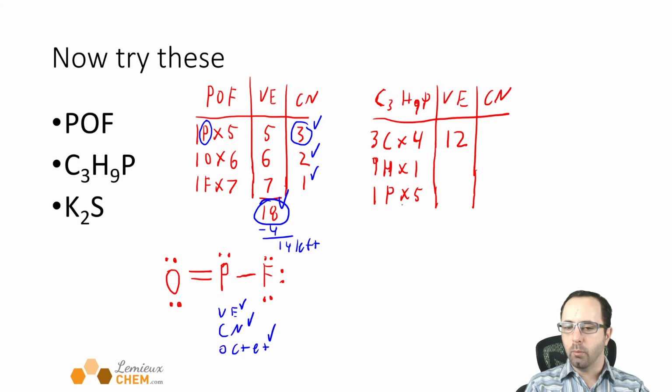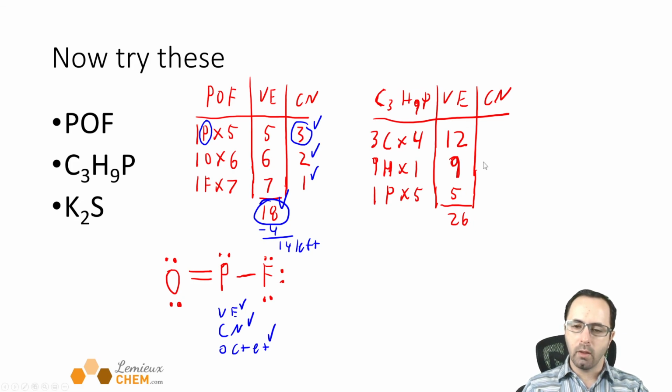For hydrogen, we have 9 hydrogens, each has 1 valence electron, and so the total valence electrons from the hydrogen are 9 times 1, which is 9. And then we have 1 phosphorus, it has 5 valence electrons, 1 times 5. So now we add these together and we get 26 total valence electrons.